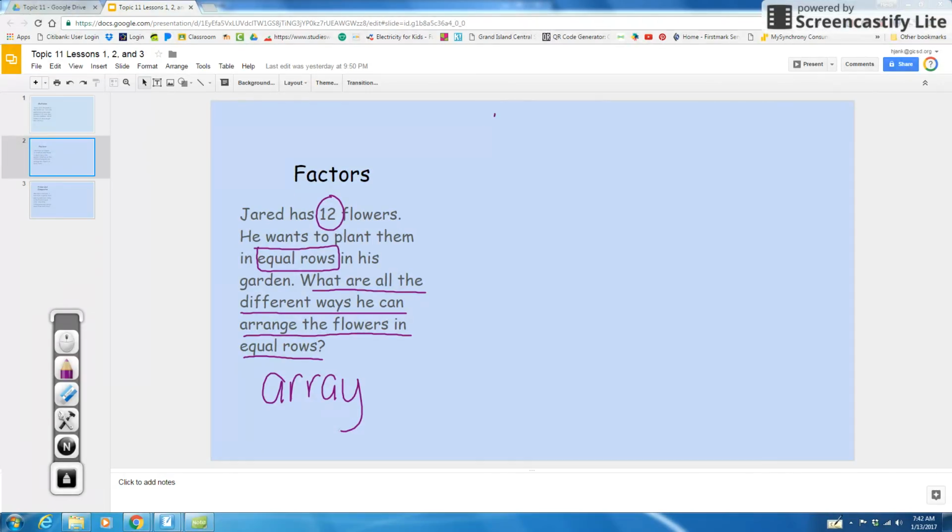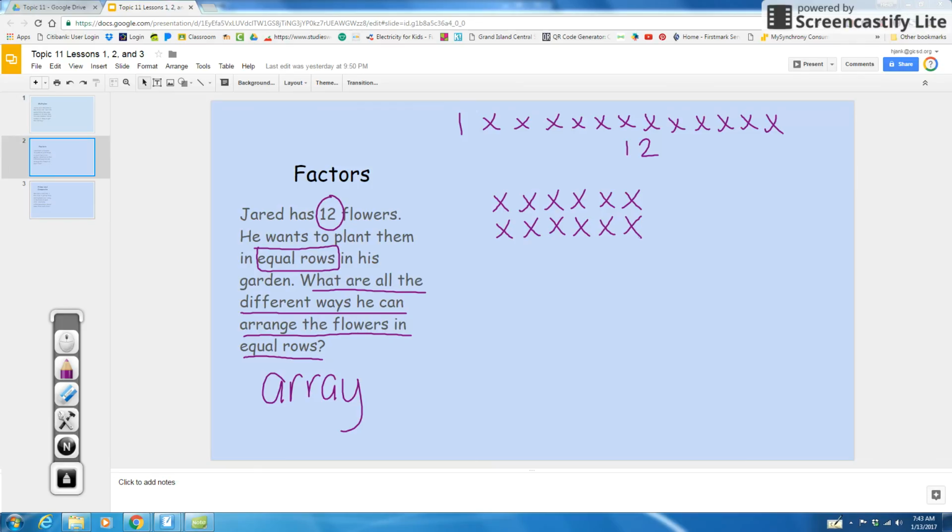So I have 12 flowers. Well, I could do 1, 2, 3, 4, 5, 6, 7, 8, 9, 10, 11, 12. I have one row of 12. Okay. I could do 1, 2, 3, 4, 5, 6, 7, 8, 9, 10, 11, 12. Now I have 2 rows of 6. I could also do 1, 2, 3, 4, 5, 6, 7, 8, 9, 10, 11, 12. Now I have 3 rows of 4.